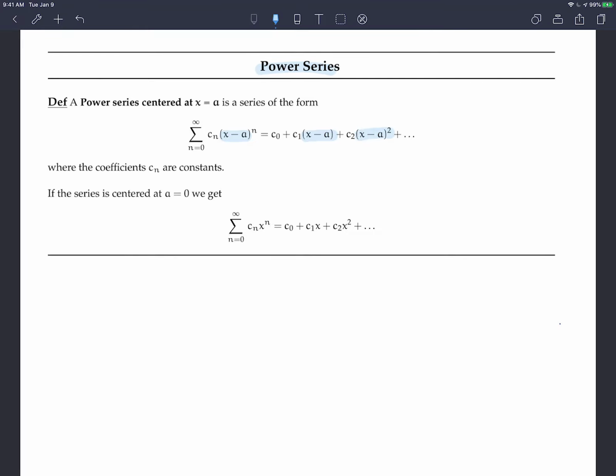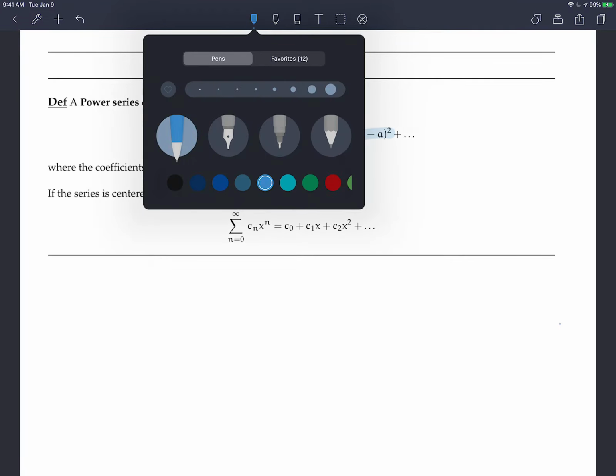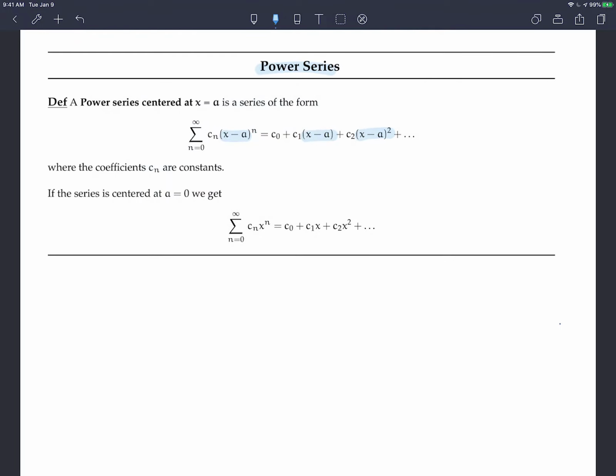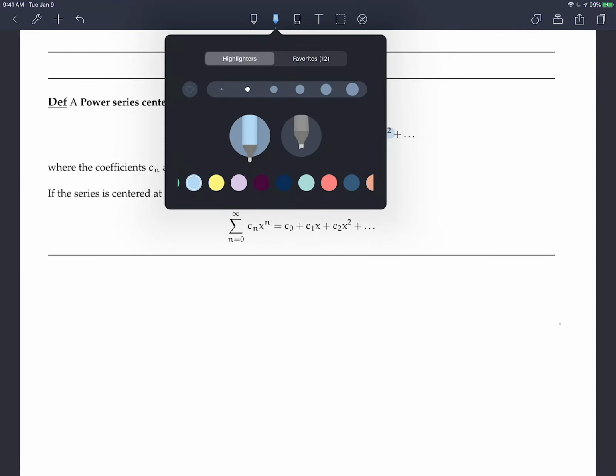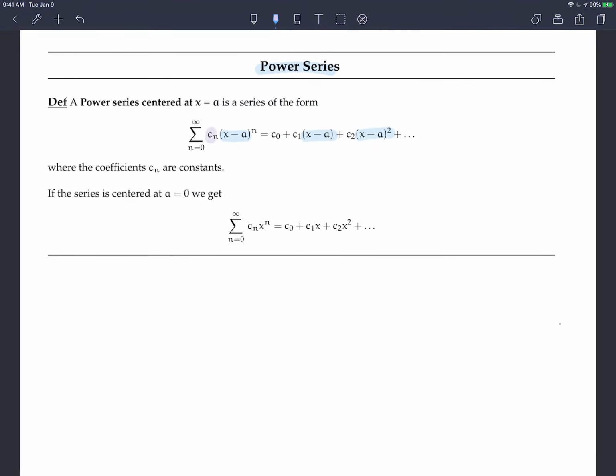And here, we didn't write it, but of course you can think of it as having a factor of x minus a to the power of 0, right? But I don't need to write that term because it's just a 1. The c's are constants, so my cn is a constant. So here is a constant c0, here a constant c1, a constant c2, and so on.